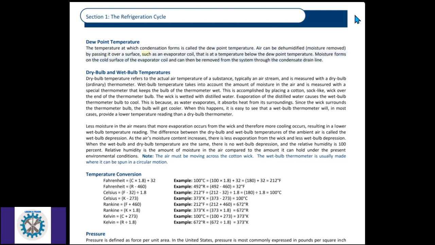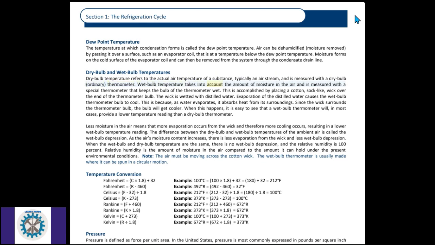Dew point temperature. The temperature at which condensation forms is called the dew point temperature. Air can be dehumidified, moisture removed, by passing it over a surface, such as an evaporator coil, that is at a temperature below the dew point temperature. Moisture forms on the cold surface of the evaporator coil and can then be removed from the system through the condensate drain line. Dry bulb and wet bulb temperatures.